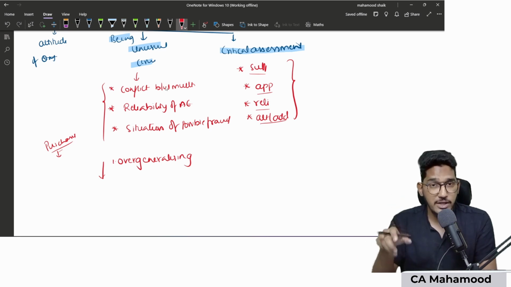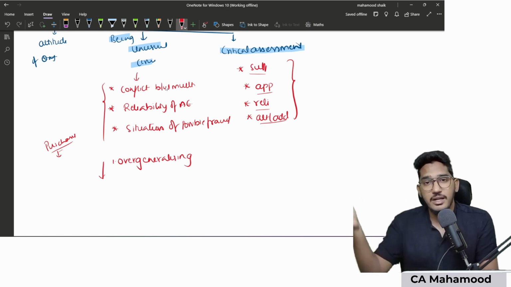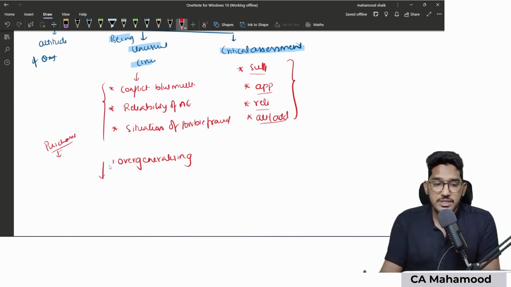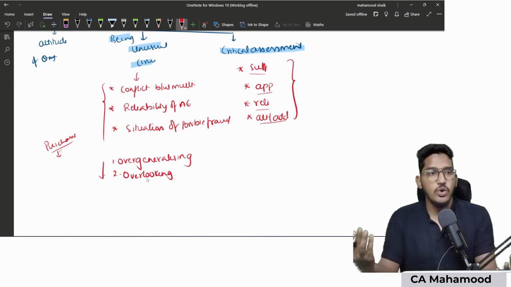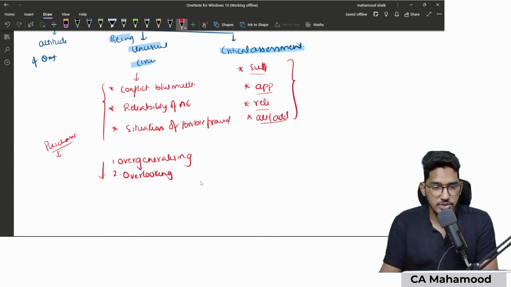If you have a questioning mind, you will feel that if in the purchases area there is no misstatement, there could be misstatement in other areas. So by maintaining professional skepticism, you can reduce the risk of overgeneralizing while taking decisions. Number 2, you can reduce the risk of overlooking unusual circumstances. You will reduce the risk of ignoring unusual circumstances, you will pay more attention.